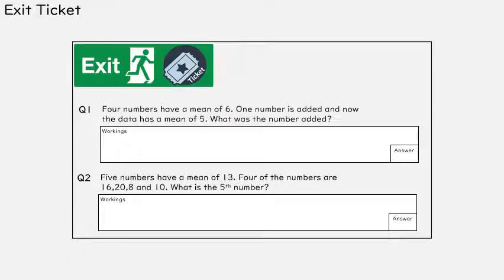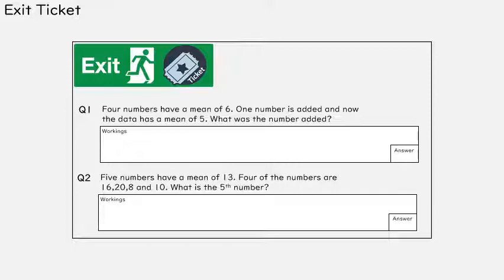And in today's lesson, we're introducing this exit ticket. Because we are looking at some new topics, I'd like to see how we've found the lesson, how much we've understood. So there's 2 questions here to do as your exit ticket, before you leave the lesson.